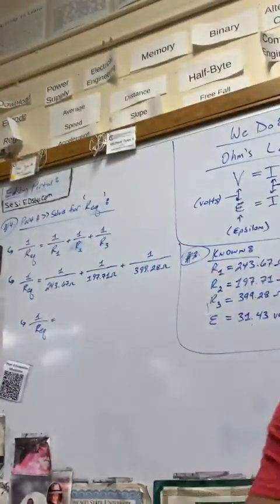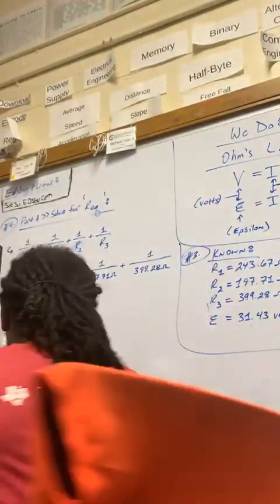But that's not our actual ohmage. That's 1 over ohms, right? So we have to change it. We have to calculate further. Here's how you do it.